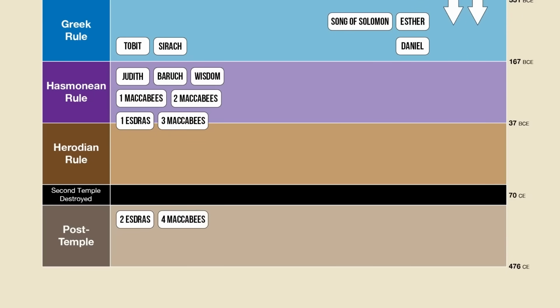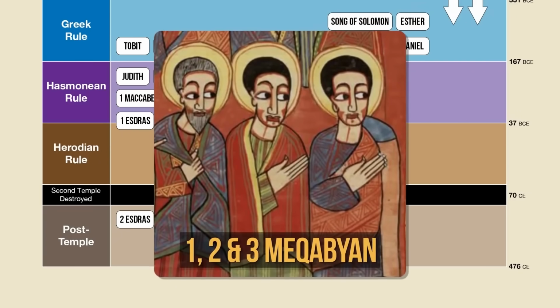That takes care of everything included in the Eastern Orthodox Bible, which leaves us with the books that are found only in the Ethiopian Bible. Let's start with the books of 1st, 2nd, and 3rd Meqabyan. Although the name derives from the word Maccabee, these Ethiopian books are totally different from 1st, 2nd, and 3rd Maccabees. For one thing, they are written in Ge'ez, which is the ancient language of Ethiopia.